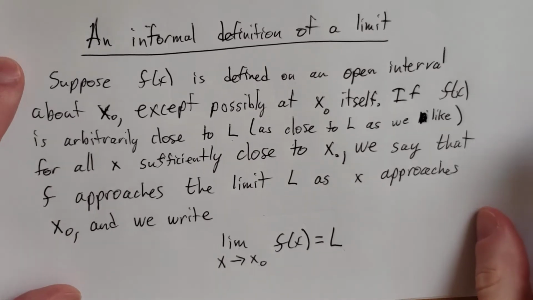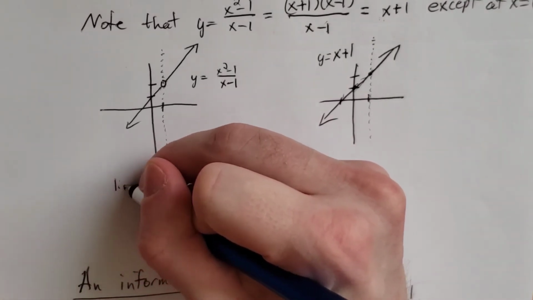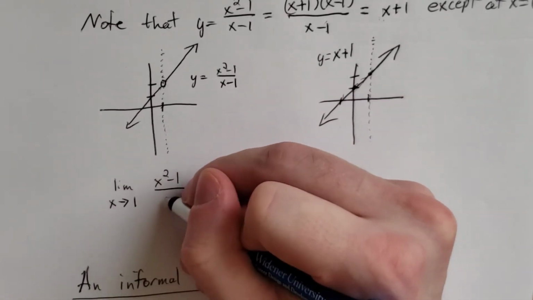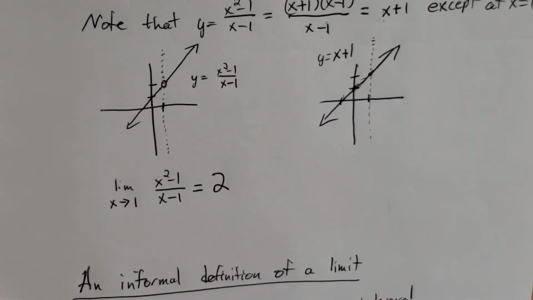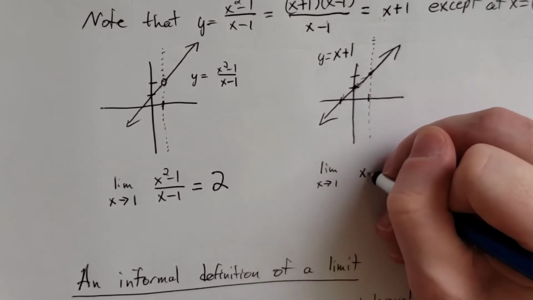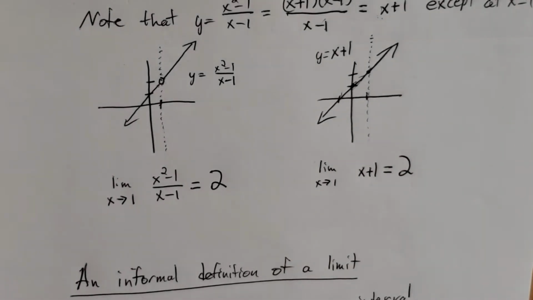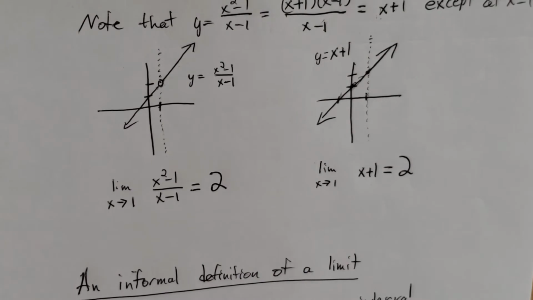Which, if we go back up here, we would write as the limit as x approaches 1 of the function x squared minus 1 over x minus 1 is equal to 2. Similarly, the limit as x approaches 1 of just the function x plus 1 is also equal to 2. So both of those functions limit to 2 as x approaches 1, i.e. the y value approached 2 as the x value approached 1.